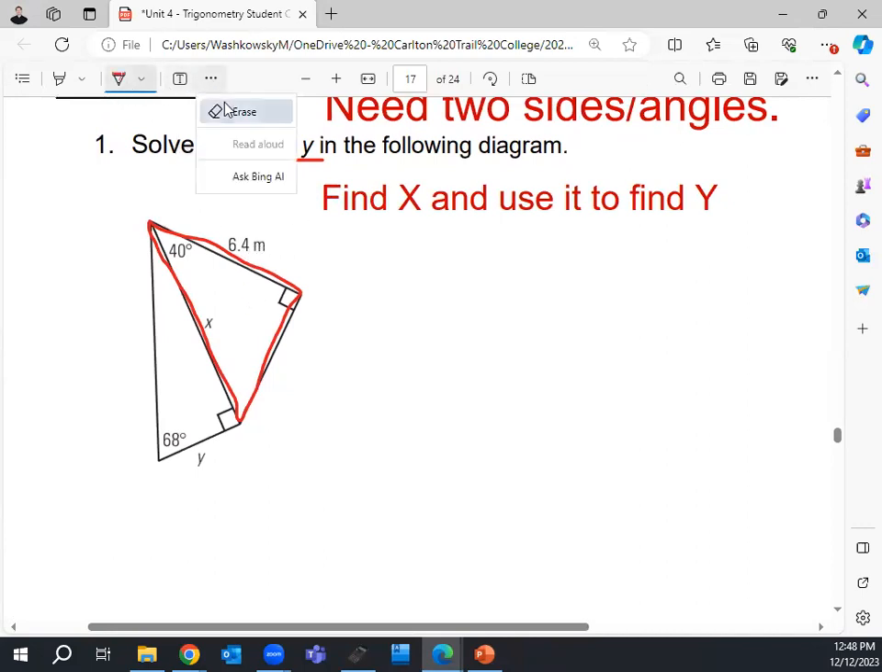Let's label my sides. At this point, we should be pros at this. I know that this one over here is going to be my opposite. Here's my right angle, which means X is my hypotenuse, which means 6.4 is my adjacent. And what 2 sides have something attached to them?